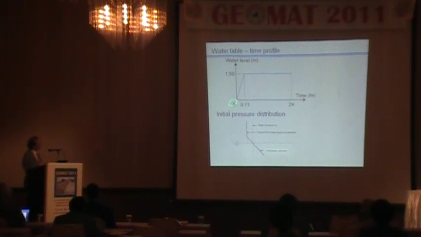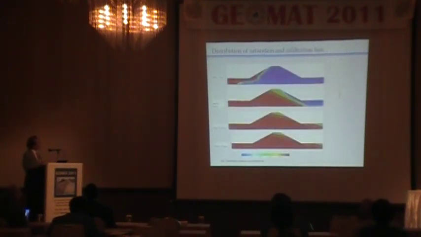113 hours, increase, and then it's constant. And the initial pressure distribution is, we assume the linear distribution of the pressure between the hydrostatic pressure to the constant suction in the environment. This is a transition zone. So this is the distribution of saturation with time and the saturation line. Below this line, the embankment is fully saturated.